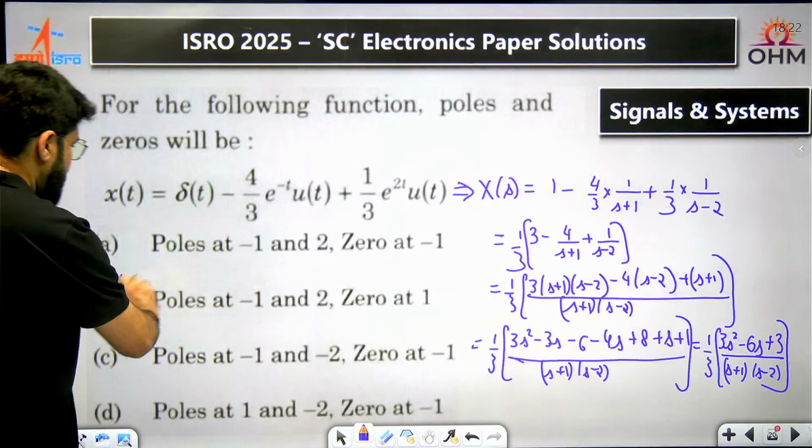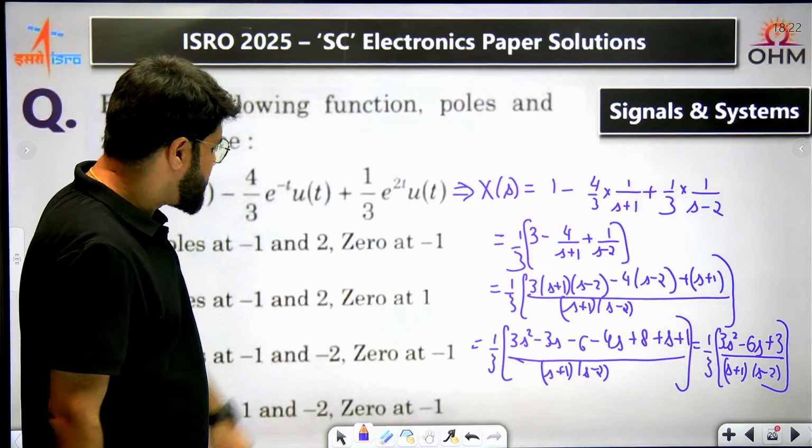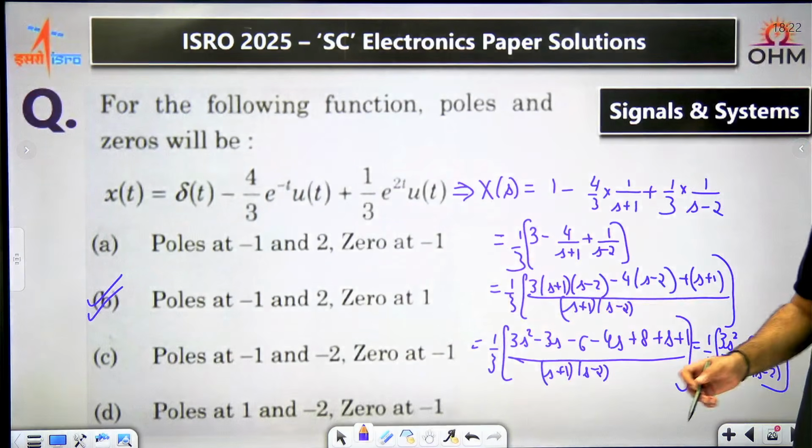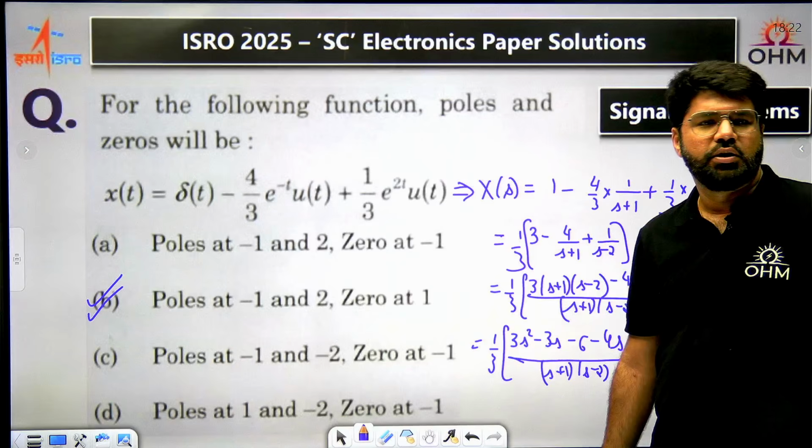Option B: poles at minus 1 and 2, and zero at plus 1. Correct. It is a repeated zero, but okay. Option B is what you can choose.